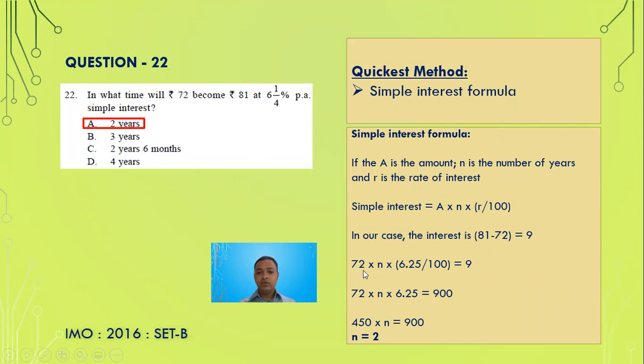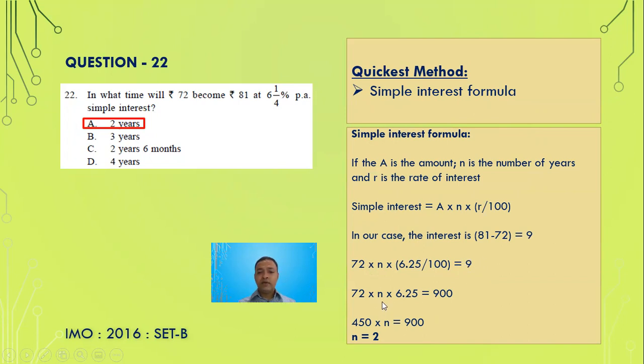So the base amount is 72, A is 72. Number of years we need to find. What is the rate of interest? 6 integer 1 upon 4, what is 1 upon 4? 0.25. So 6.25. 6.25 upon 100, isn't it? So 72, which is the base amount, into number of years, 6.25 is the rate of interest, divided by 100 is equal to total interest 9.